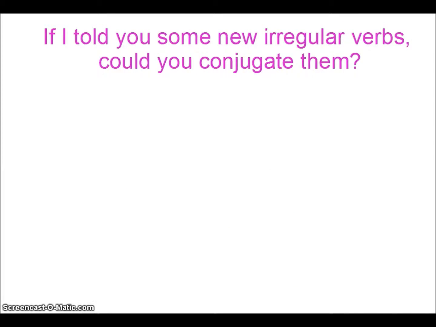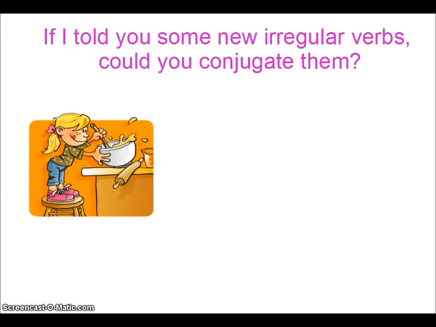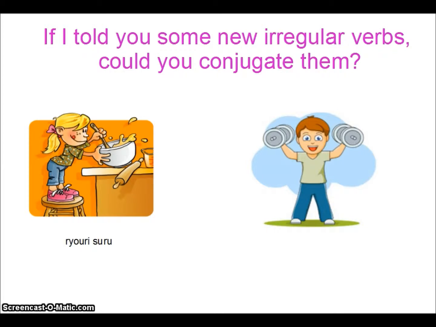So if I tell you two new irregular verbs, can you conjugate them knowing this fact? This girl is cooking. In Japanese, cooking is ryori suru. So how would we conjugate that? That would be ryori shimasu. We also have this boy who is exercising here, and exercise in Japanese is undo suru. So how would we conjugate that? That would be undo shimasu. So as you can see, it stays the same, and suru just becomes shimasu.